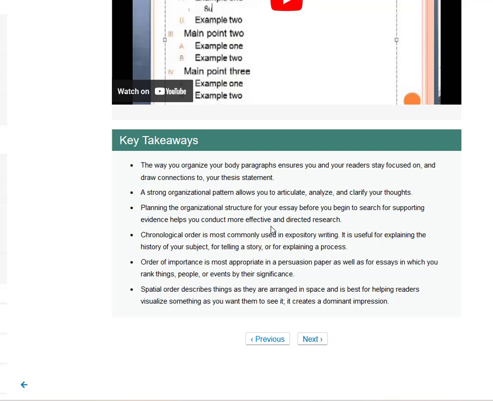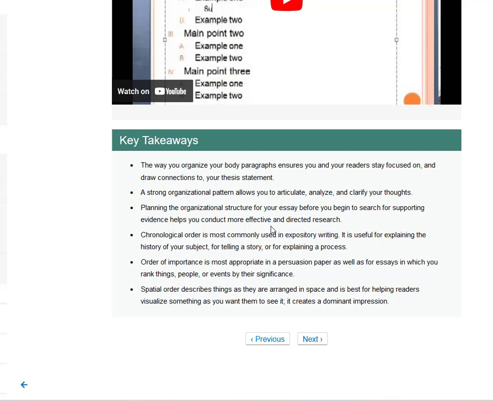Chronological order is most commonly used in expository writing. It is useful for explaining the history of your subject, for telling a story, or for explaining a process. Order of importance is most appropriate in a persuasion paper, as well as for essays in which you rank things, people, or events by their significance.